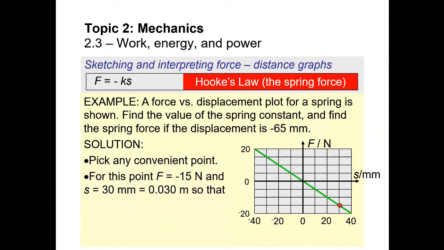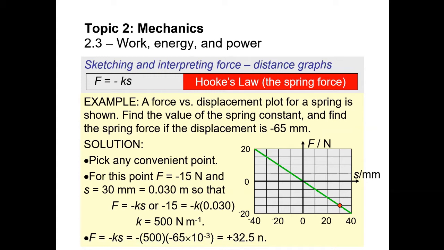For this point, F equals minus 15 Newton and s equals 30 millimeter or 0.03 meter. Plug into Hooke's law formula. The force applied is minus 15 Newton and the extension is 0.03, and the spring constant gives us 500 Newton per meter, which is constant for this particular spring.